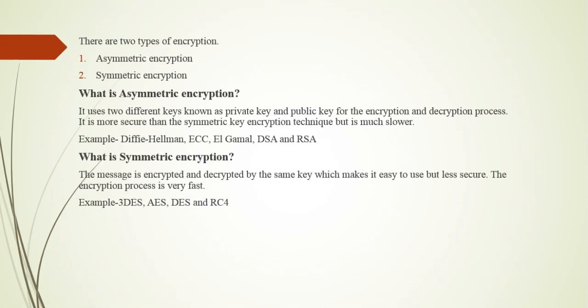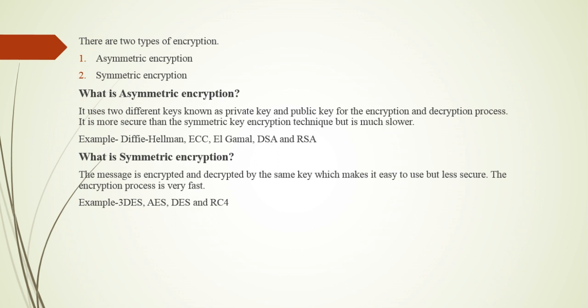There are 2 types of encryption, which are asymmetric encryption and symmetric encryption. What is asymmetric encryption? It uses 2 different keys known as private key and public key for the encryption and decryption processes. It is more secure than the symmetric key encryption technique but is much slower. Examples of asymmetric encryption: Diffie-Hellman, ECC, ElGamal, DSA and RSA.